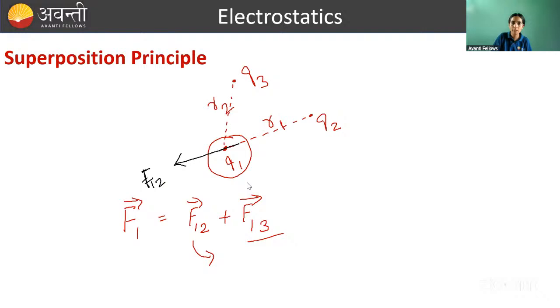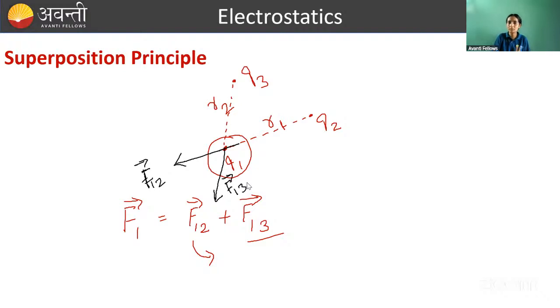ठीक है, क्योंकि Q2 will try to push the charge Q1 away from itself. So F12 is in this sense. Again, force acting on 1 because of 3, this will be also repulsive force. It means 3 will push 1 away from itself. Yani ki again, F13 will act in this direction.